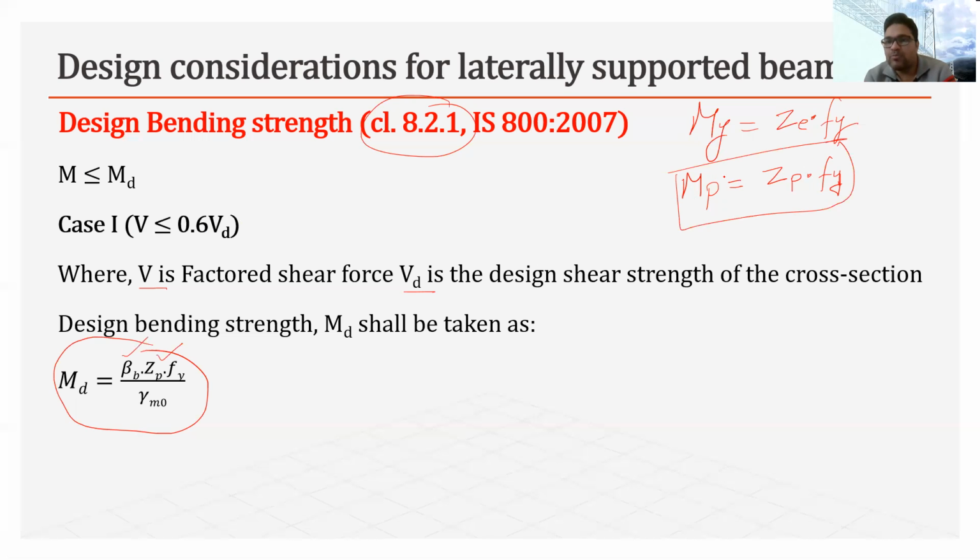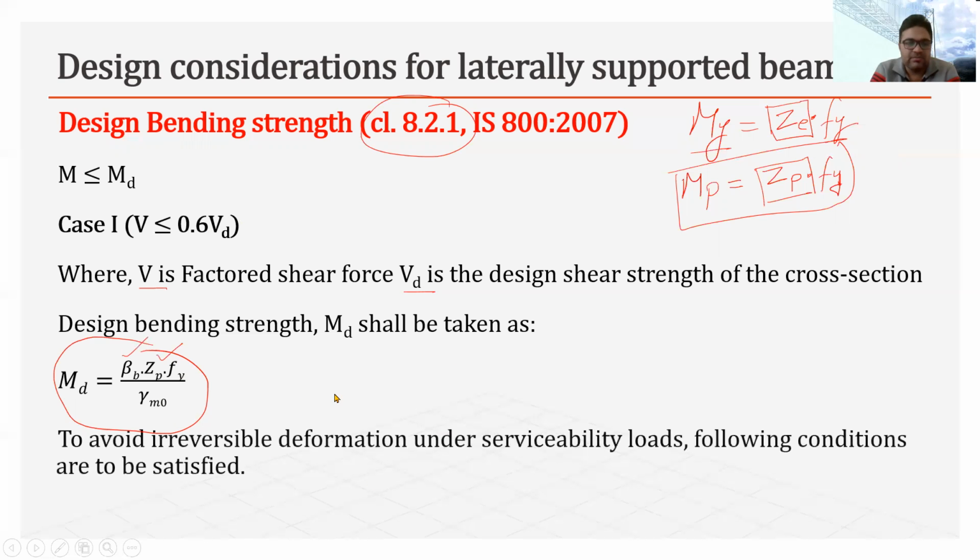At plastic moment, the section modulus is different, which we refer to as plastic section modulus, and at yield strength, the section modulus is referred to as elastic section modulus. So calculation of ZE and ZP are both different. We will see that later. Fy is the yield strength, and gamma M0 is the partial safety factor.